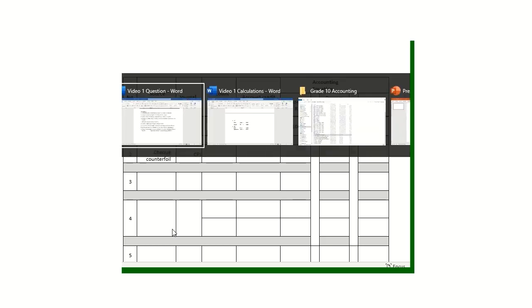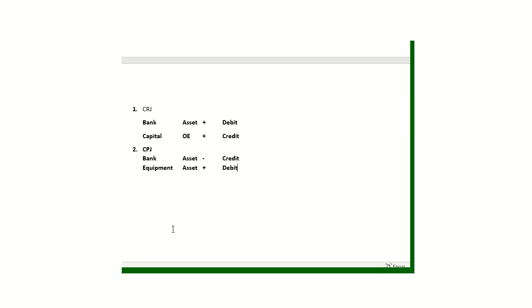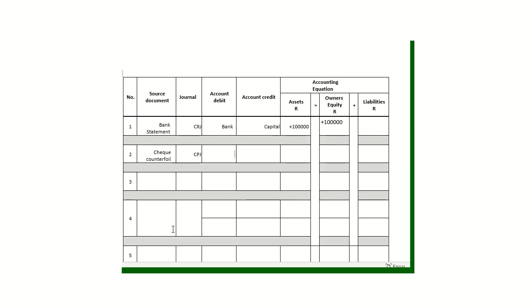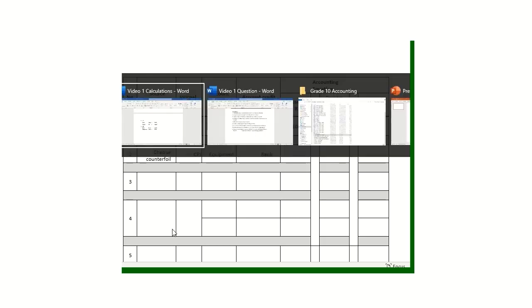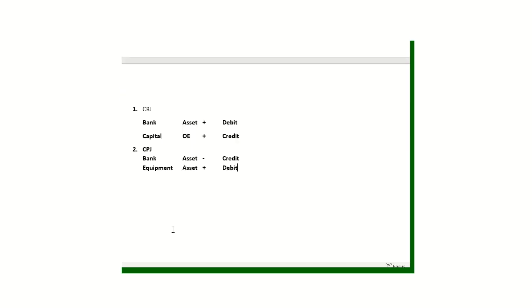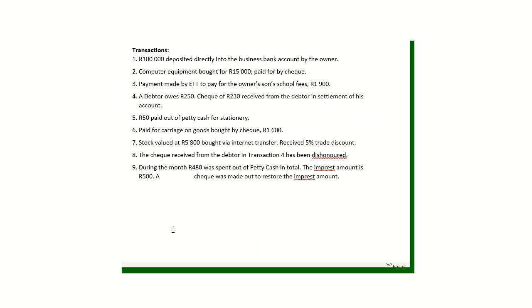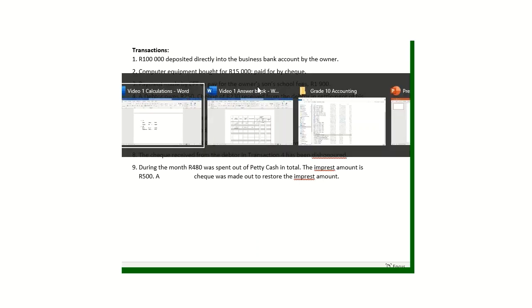And let's just see what I said. I'm going to debit equipment and credit bank. So debit equipment in the debit column and credit bank. What was the amount? It was 15,000. There it is, 15,000.